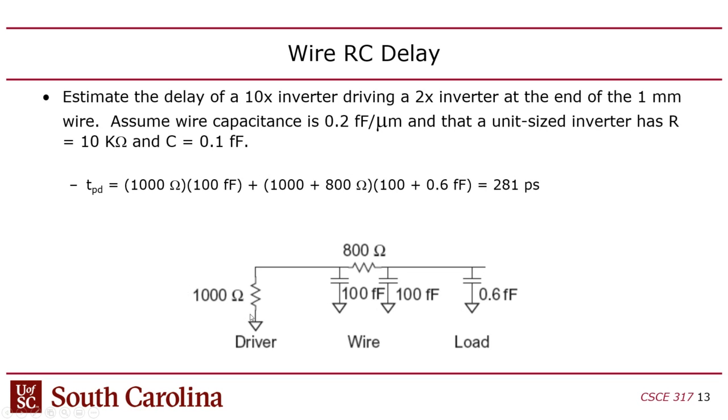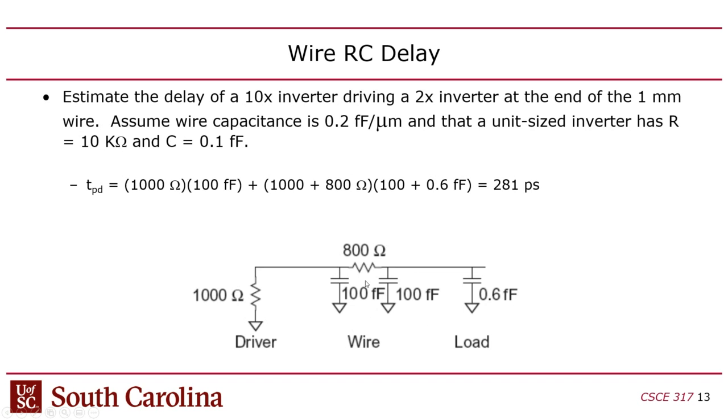The driver has 1,000 ohms because a unit size inverter has an R of 10 kiloohms, so if it's a 10x inverter, we're going to divide the resistance by 10. So instead of 10 kiloohms, it's 1 kiloohm. So that explains our driver, and that explains our load, and we also know our wire resistance is the one that we calculated. So what about the wire capacitance?